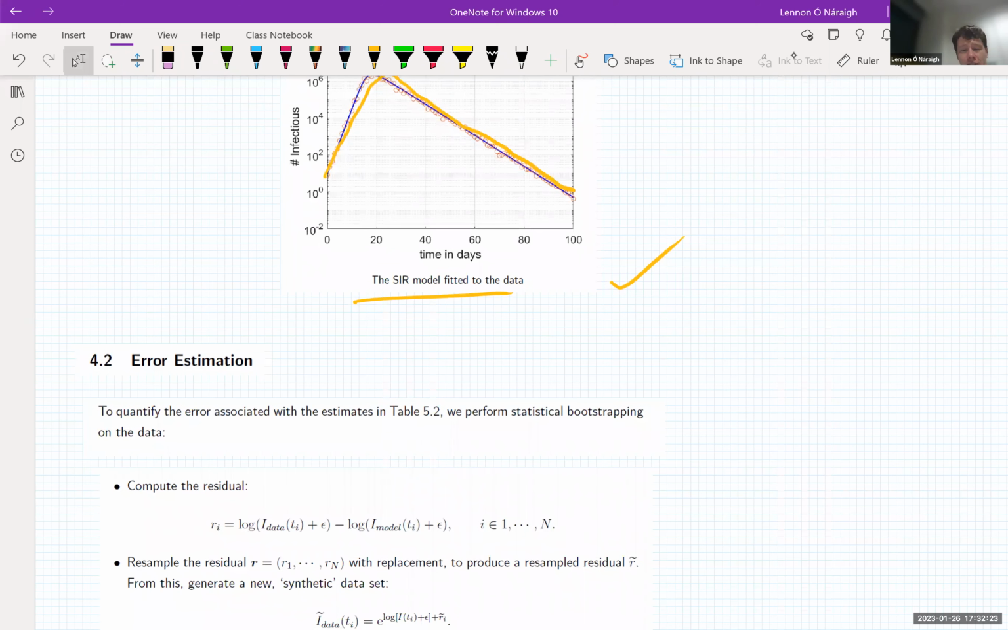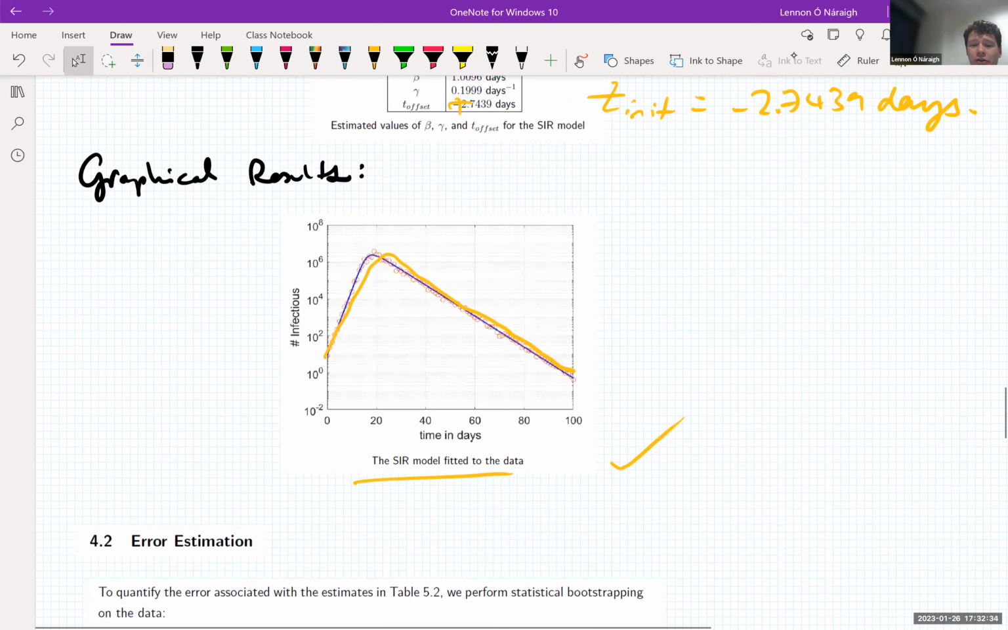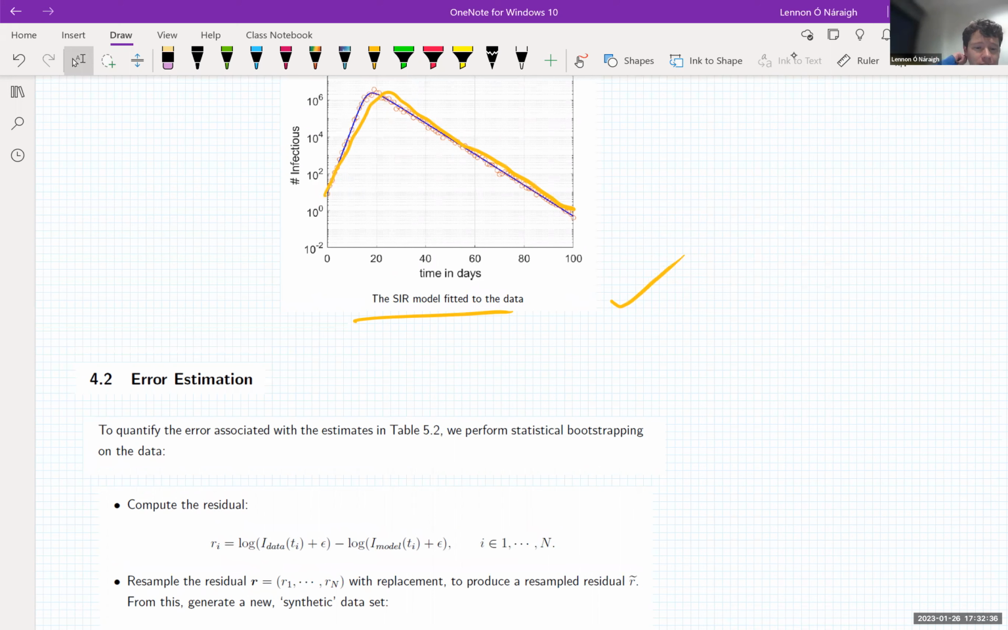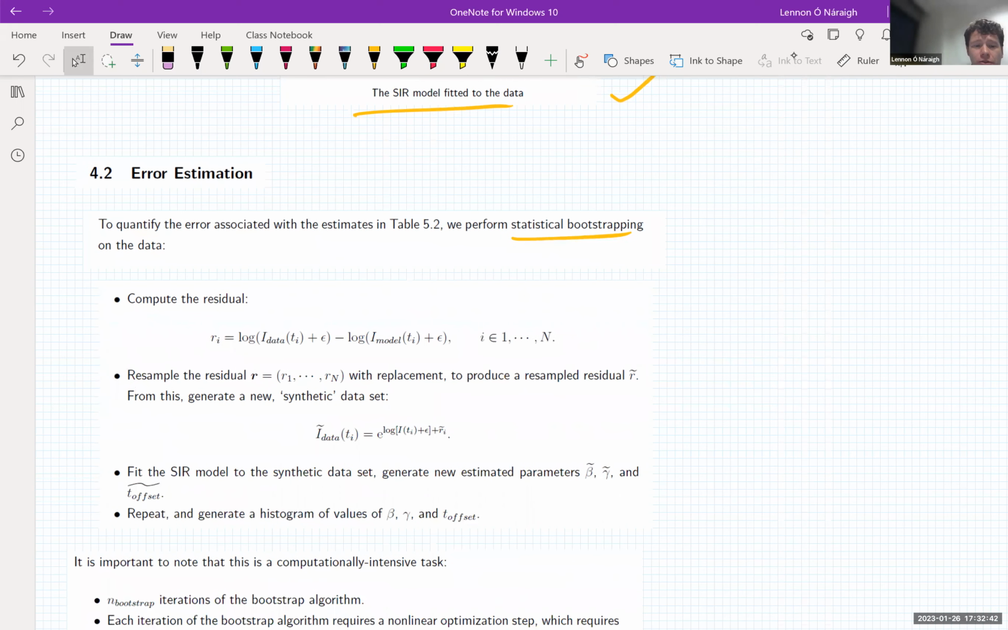What I want to show you next is one of the few statistical tools that I have up my sleeve. It's how to do an error estimation on the parameters beta, gamma, and t offset using bootstrapping. So here, if you like, is the recipe for bootstrapping. What I'm going to do is compute the residual, so the difference between the log of the data and the log of the model for each time i.